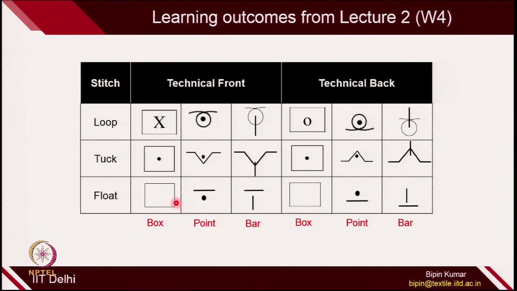In the case of float also, if you leave the box blank, it represents the float stitch where there are no intermeshing points, and this is how you represent it in point and bar diagrams. For the technical front side and technical back side, the representations are different. So, I expect you to at least remember some of these technical details about how you represent the loop, tuck and float stitches. This is very important, because when you read any article or even if you go to the market, they use these symbols to represent a particular fabric design.